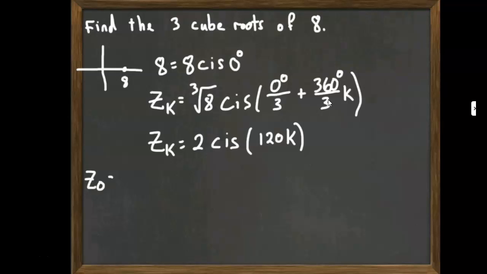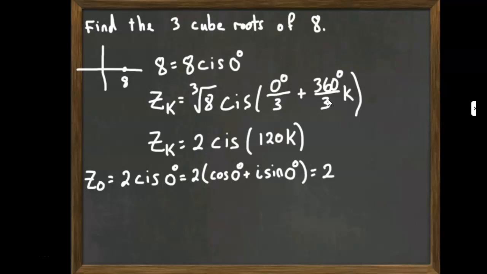So z sub 0 will be 2 cis 0 degrees. We can expand out: 2 times the cosine of 0 plus i sine of 0. And of course, cosine of 0 is 1.